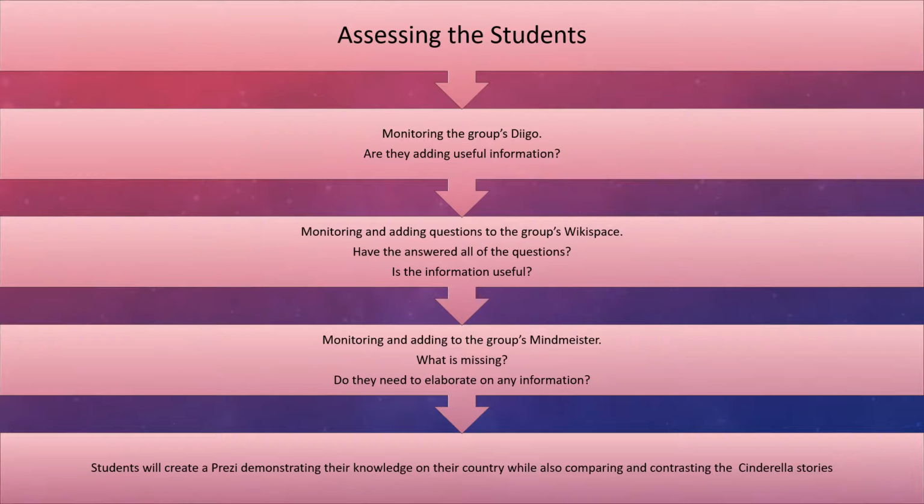Assessing the students. I will be assessing the students throughout each and every step. I will be monitoring the group's Diigo. Are they adding useful information? What else can they add? I will be monitoring their Wikispace by also adding questions and confirming that they are focusing on the information that is most important for their final project. I will also monitor their MindMeister because I want to make sure that they are gathering the information from the previous step and putting it into an orderly manner. So that way when they go to create their final project on Prezi, it will all be there from the previous 3 steps.